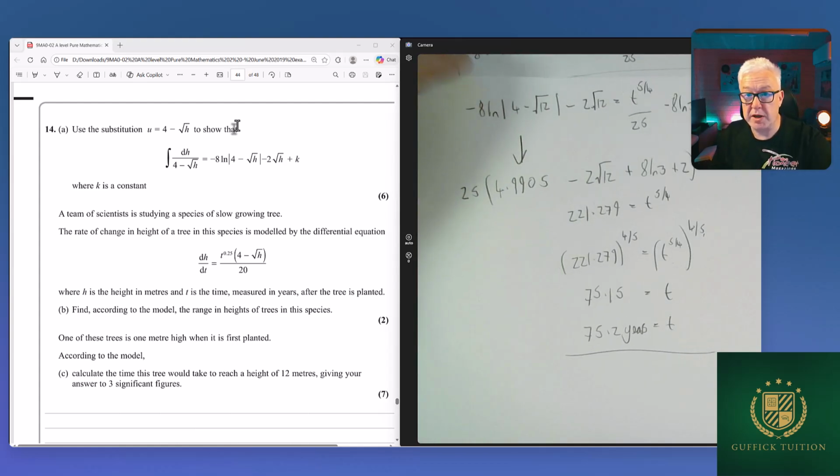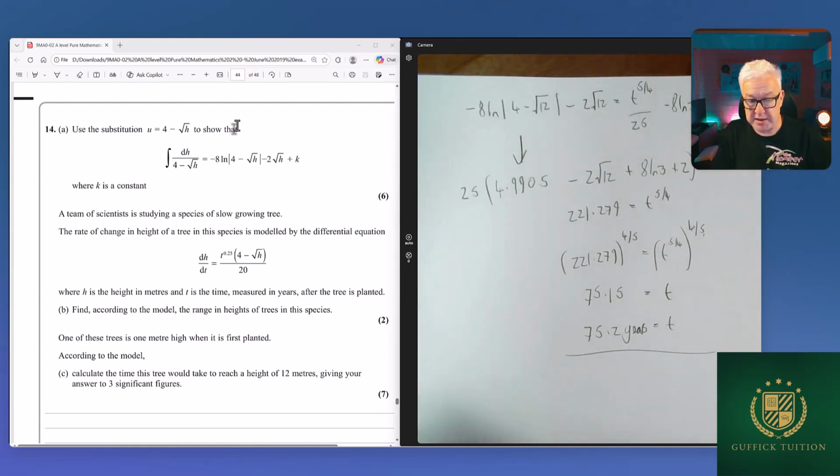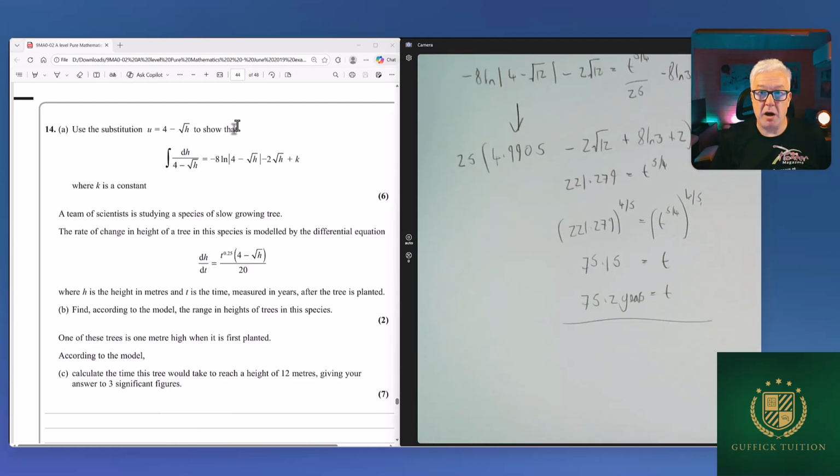So really good question there for practicing the skill of integration by substitution. 15 marks. Wow. That's good. That's a difference of a grade right there on that one question.